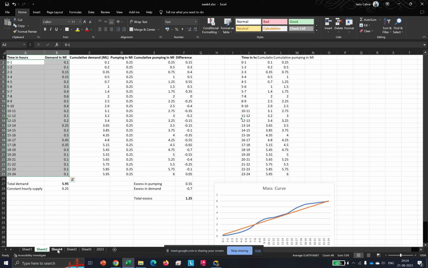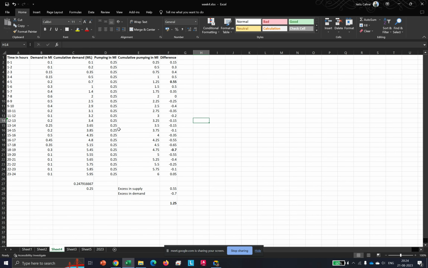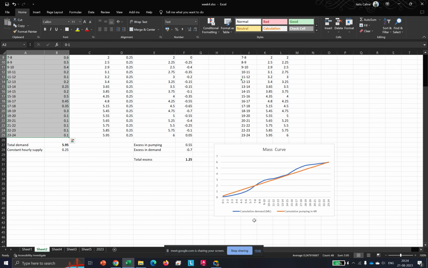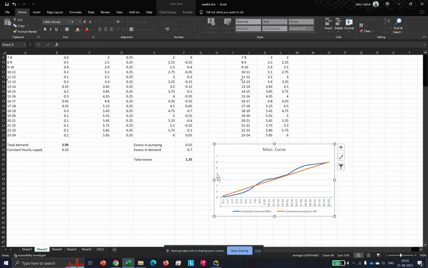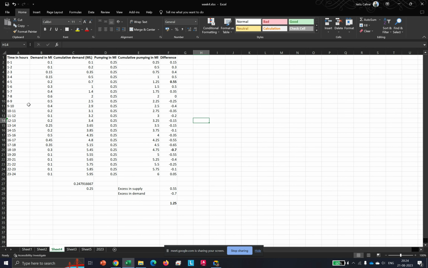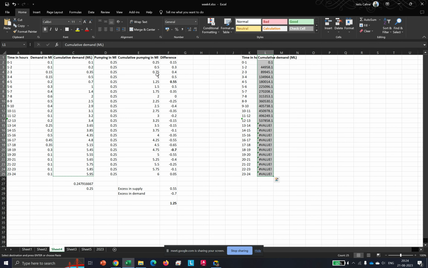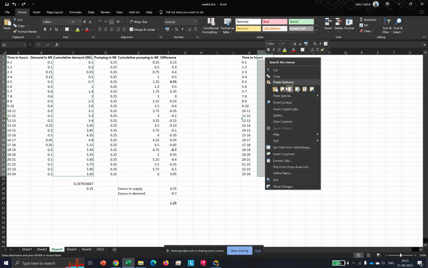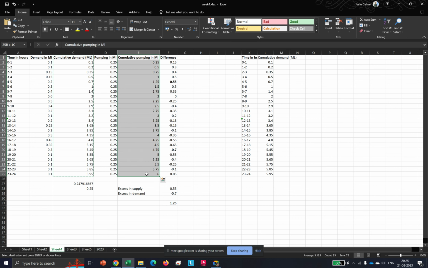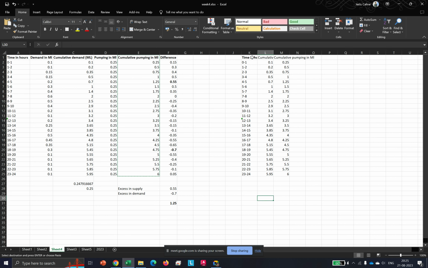So let me just check. Yeah. Now, in order to plot the mass curve, we need to plot with respect to the cumulative. We need to plot with respect to the hours. We need the cumulative supply and the demand. So I'm just copying these values here because in Excel, it's easier if we paste them separately. So I'm taking the cumulative demand now. Since that's already calculated, just pasting the values. Cumulative supply, just pasting the values so that the calculation doesn't get disturbed. So now I can plot this.